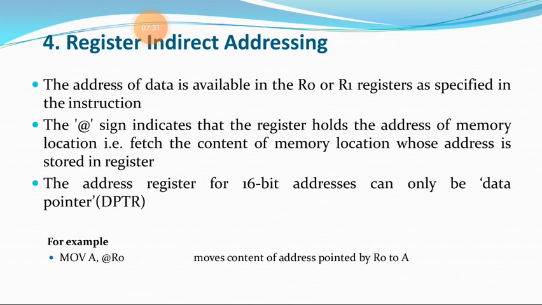Then the next one is register indirect addressing. The address of the data is available in the R0 or R1 registers specified in the instruction.